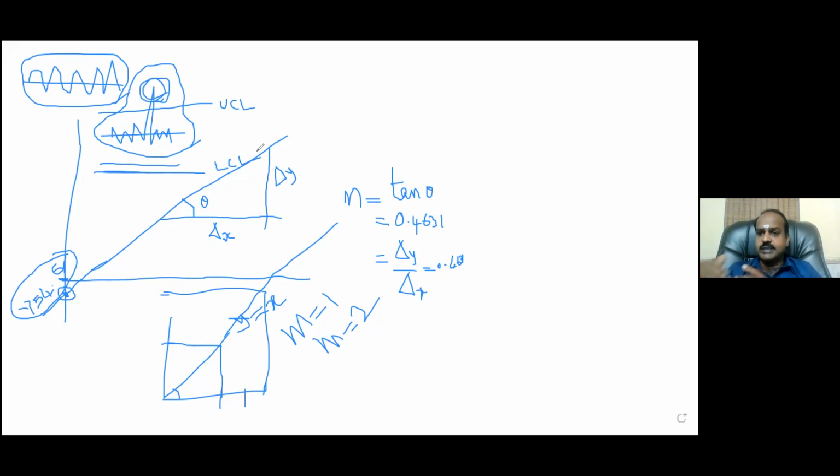Now your responsibility is to understand why the process deteriorated, why a point has gone beyond the control limit. Do everything that is required to bring every point inside the control limit. If everything is inside the control limit, you can consider the process stable. If even one point is outside the control limit, the process is unstable, abnormal. Got it, all of you?